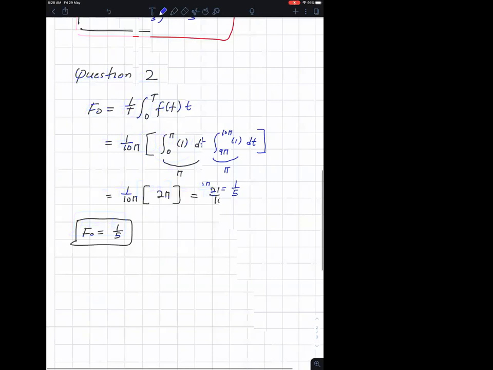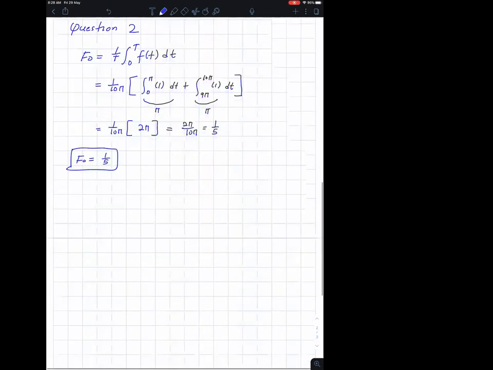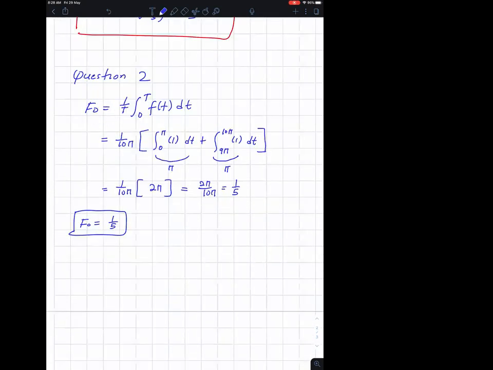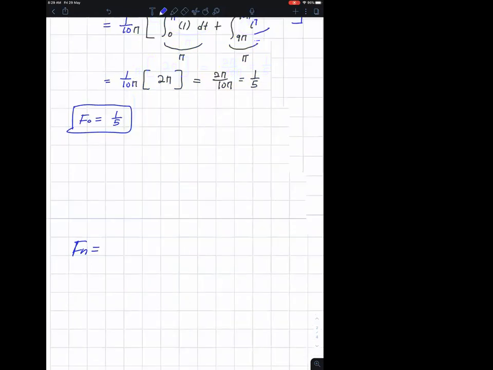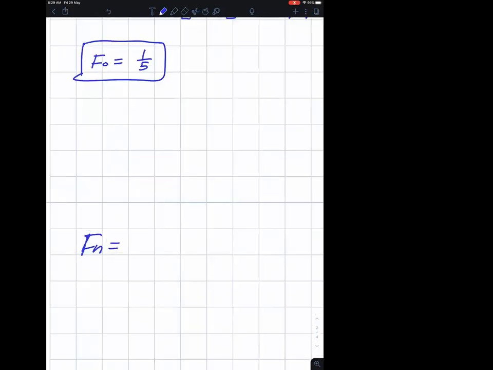Next, find Fn. Any question on this? No, sir. Next, find Fn. Fn is the Fourier series coefficients. Before finding F1 and F2, you have to find Fn. Before finding Fn, if you go and give me F1 and F2, definitely you're going to get a 0.